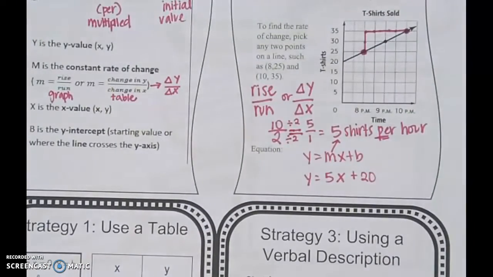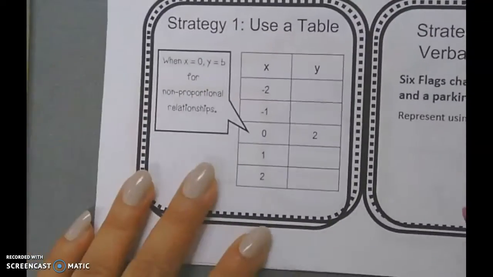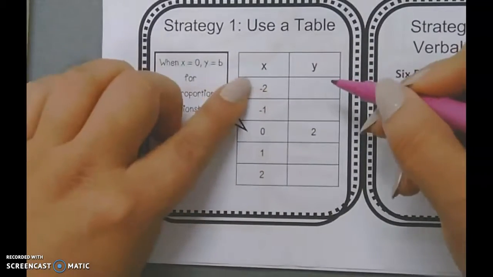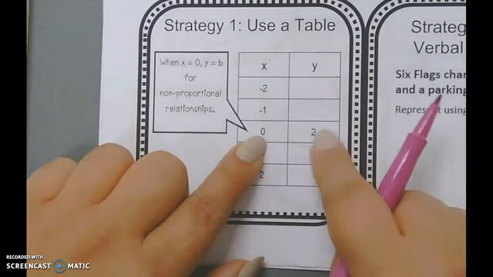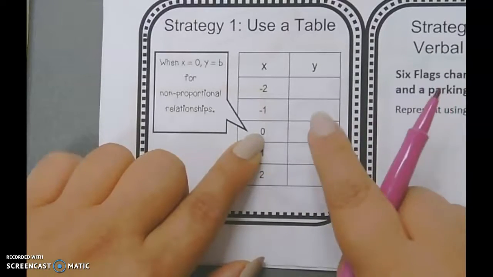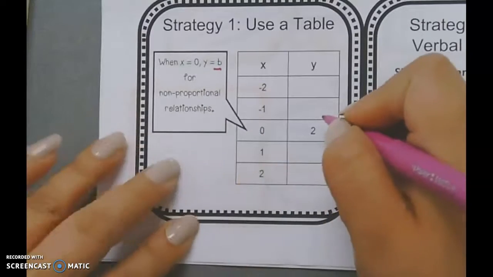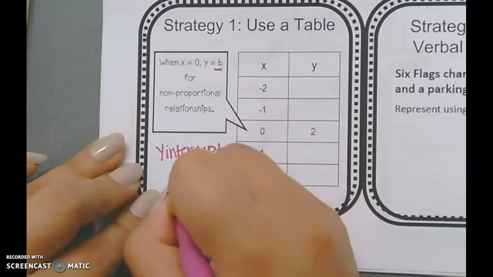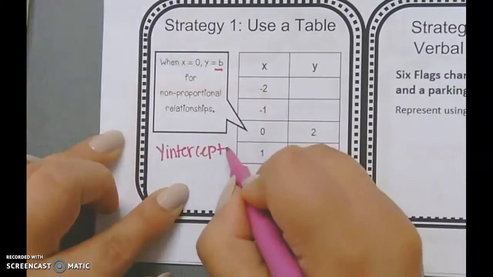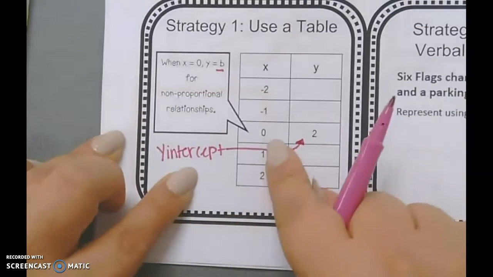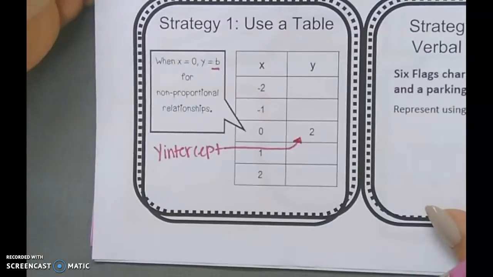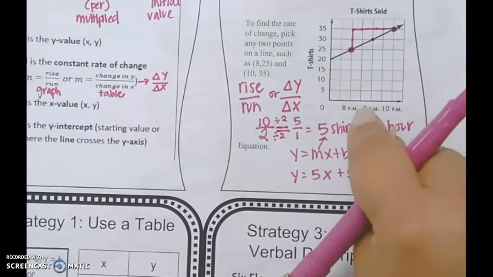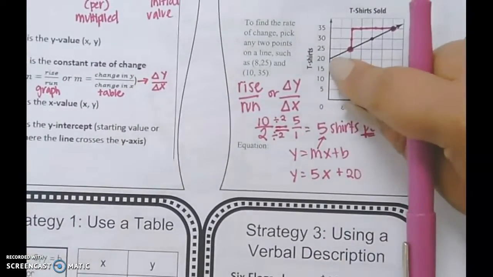So that is when you're using a graph. Now let's look at a table. We're not going to fill in the rest of these because we don't have the situation that this table came with, but I just want to show you when you're given a table where this 0 is, wherever x is 0, that y is our b. That is our y-intercept. This 2 is our y-intercept. I know that because the x is 0. So I'm going to take you to the graph really quick. Where x is 0, our y is our y-intercept.